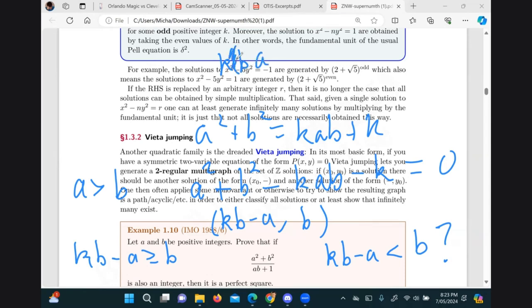Wait, is this plus K greater than or equal to A squared plus AB? This is supposed to equal A squared plus B squared. A squared plus B squared equals that. Okay, A squared cancels and you get B squared greater than or equal to AB.